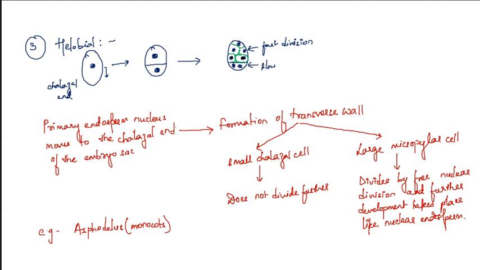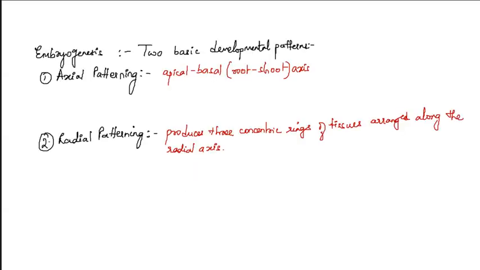Next we come to post-fertilization event, which is the development of embryo. So this is the formation of the embryo, which is the post-fertilization event, and we see that there are two basic developmental patterns in embryogenesis. So what is that? It is axial patterning and radial patterning. So what is axial patterning? Axial patterning is the root shoot development, apical basal axis formation.